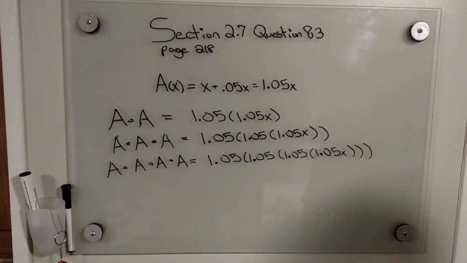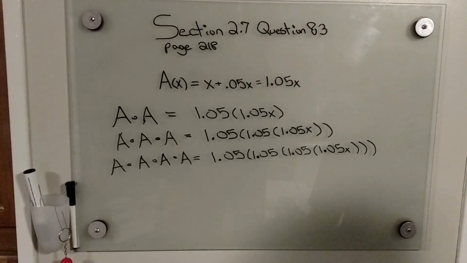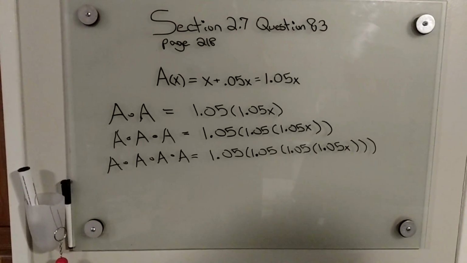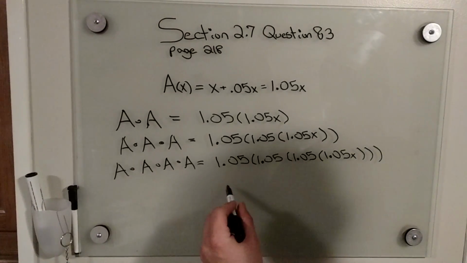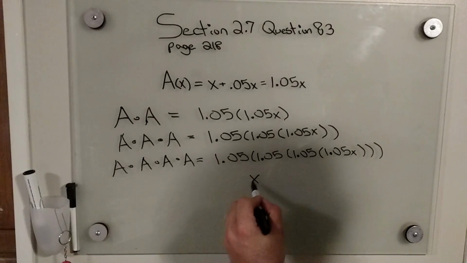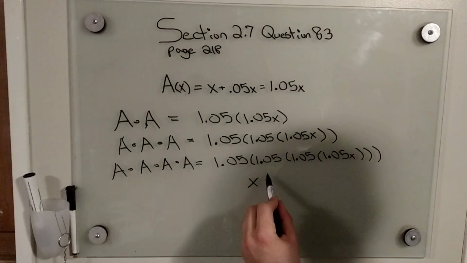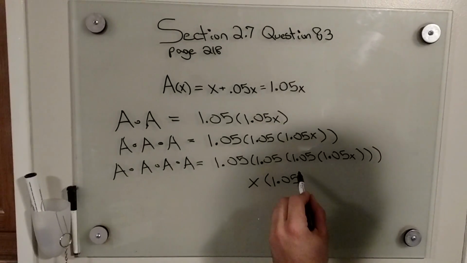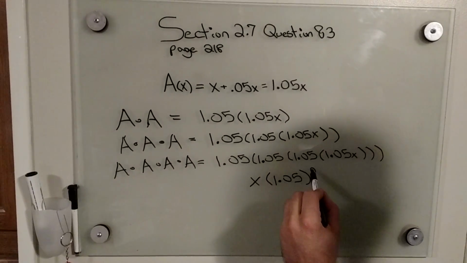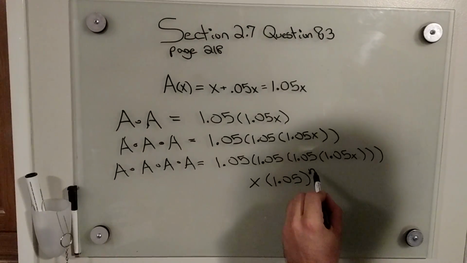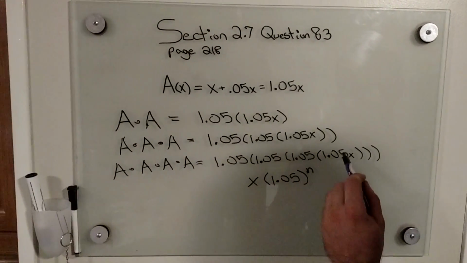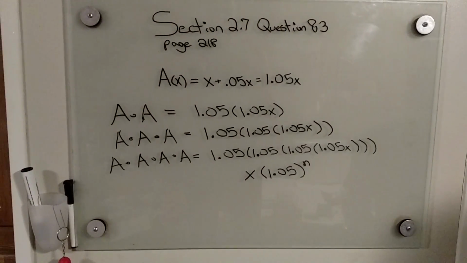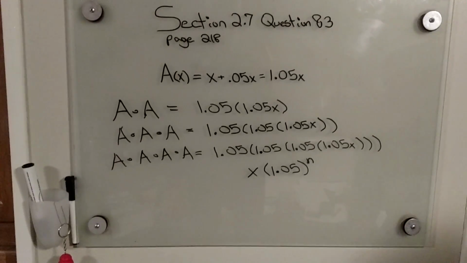And a formula for what we get when we compose n copies of this A is going to be an exponential representation. So what we would have is the principal x times the rate of interest to the nth power, because of the fact that we have multiple multiplications of the same function. And we can actually test this.